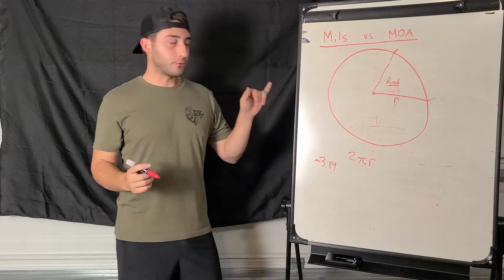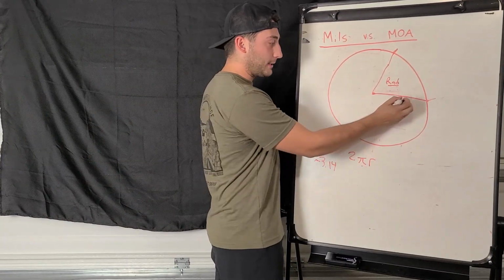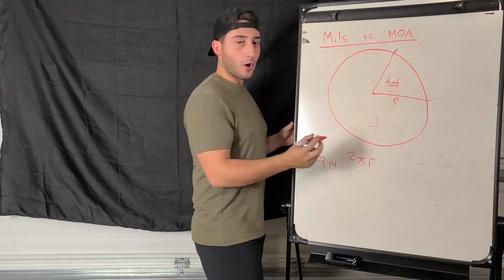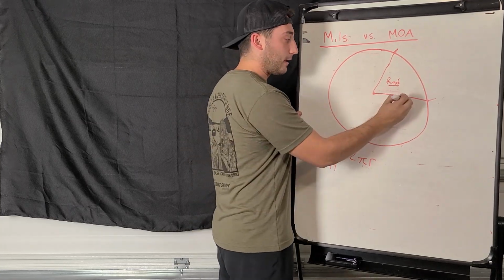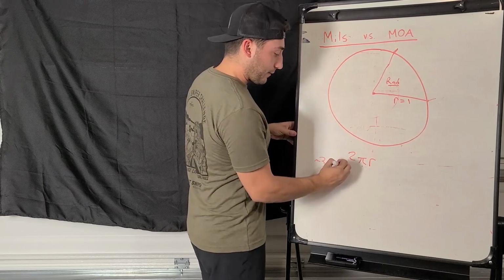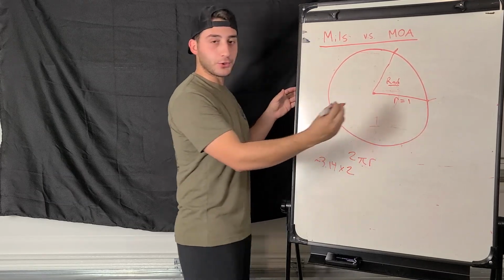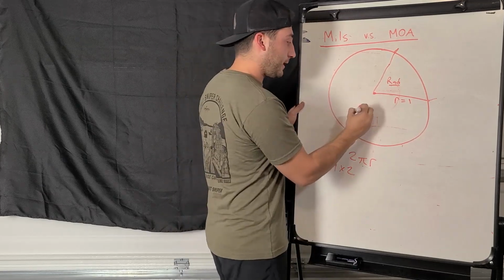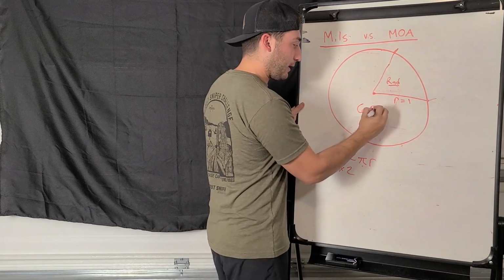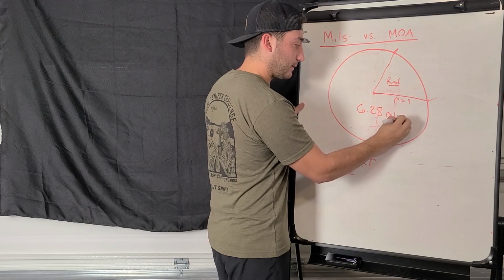Right? So this is actually rooted in science and fact. So if we do 2 pi r, and simply, for arbitrary reasons, r equals 1, that'll tell you that 3.14 times 2 means that within a circle, there are 6.28 radians. All right.